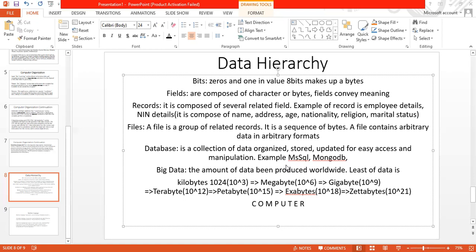And we also talked about big data. Data are information, and we look at them from the least to the complex ones, from the kilobyte to the megabyte, from megabyte to the gigabyte, from gigabyte to the terabyte to the petabyte, then to the exabyte, and to the zettabyte. So these are what we've learned so far today.